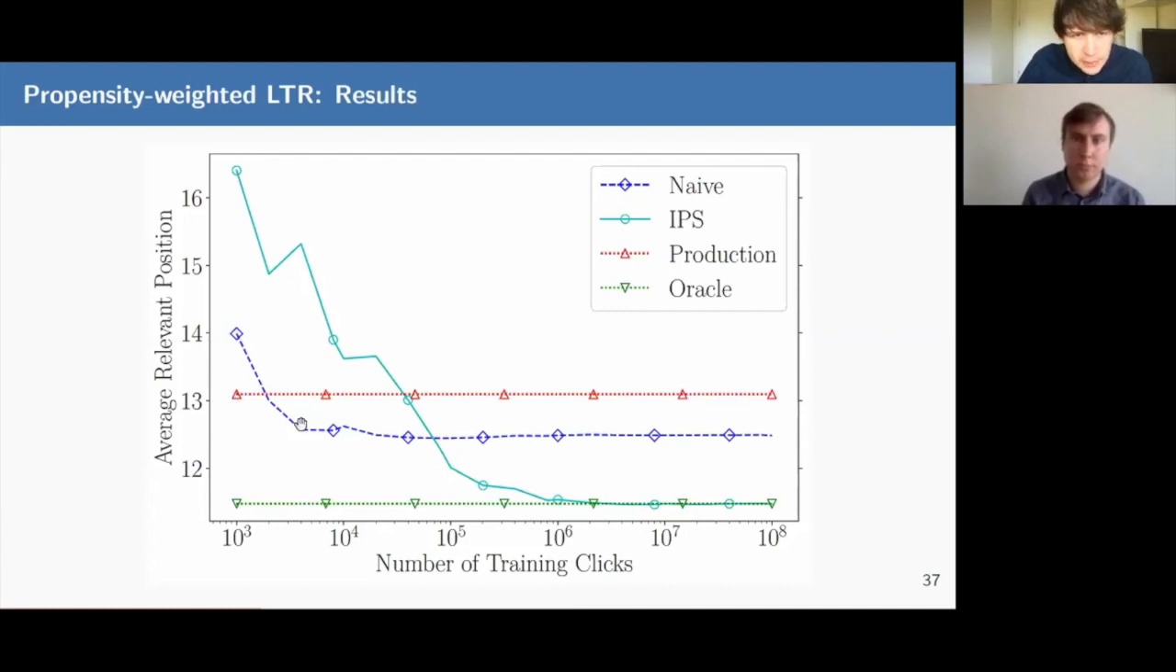Then this blue line here, that is the naive estimator. So this is the estimator Rolf was discussing before, where you see a click and you don't do any debiasing. You just assume that it's only a noisy indicator. And as we see here, this is clearly biased. So it does improve over the production ranker. So we do see an improvement, but it converges around 100,000 clicks, right? After 100,000 clicks, it doesn't improve, even if we go all the way up to 100 million clicks.